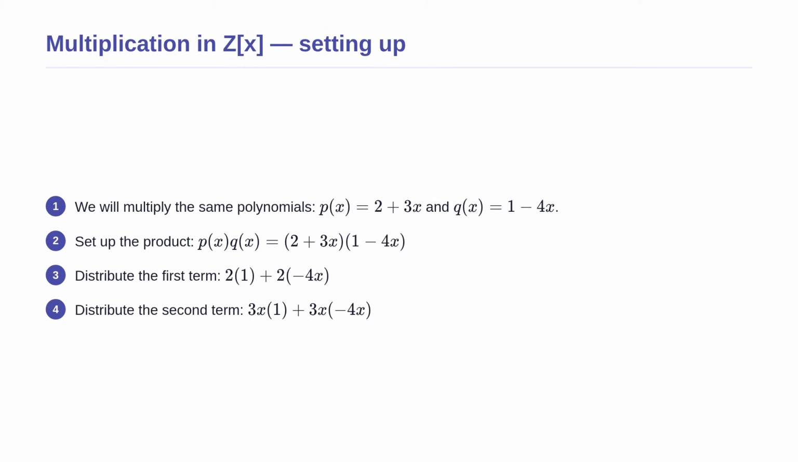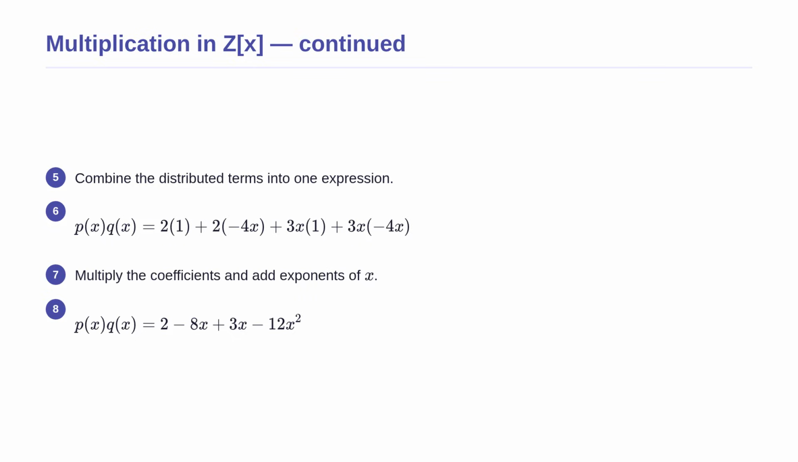Then we will distribute the 3x to both terms in the second bracket. This sets up our fully expanded form before any simplification takes place, ensuring we do not miss any terms. With the distribution set up, we now compute the individual products for all 4 terms. We multiply the integer coefficients using standard integer rules, and when multiplying the variables, we add the exponents of x together. The constants multiply to 2.